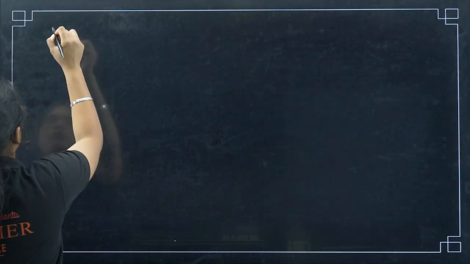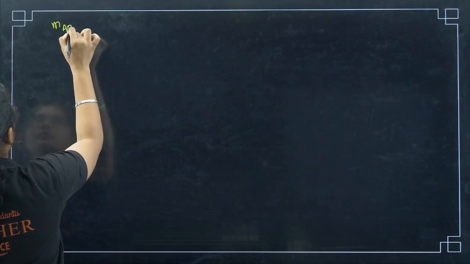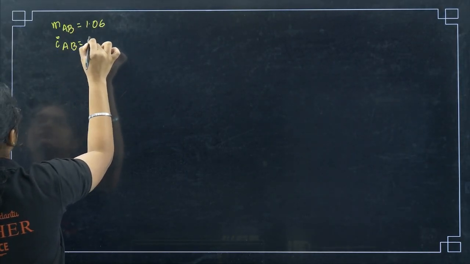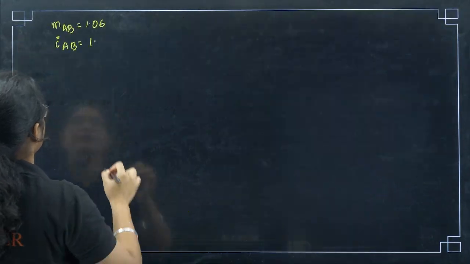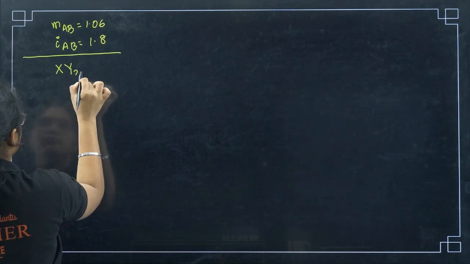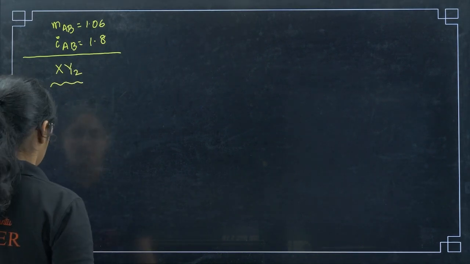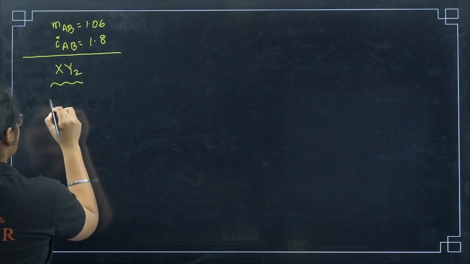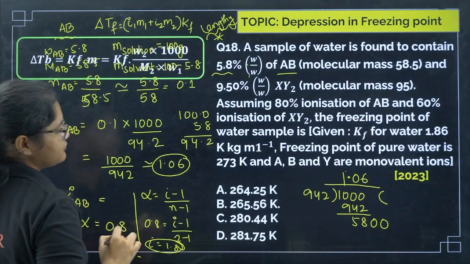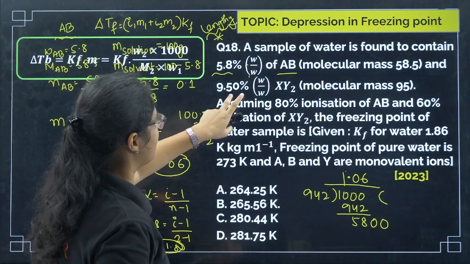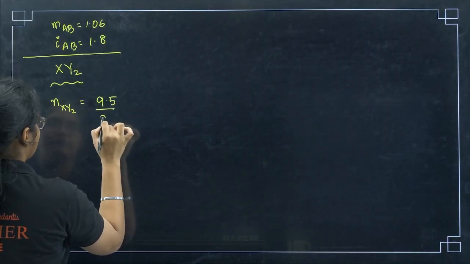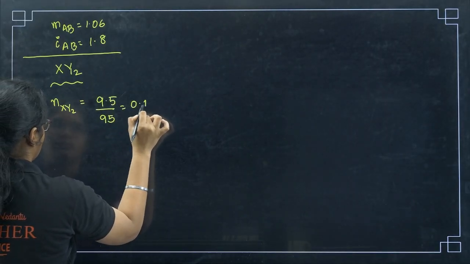What I have got till now: M of AB is 1.06, I of AB is 1.8. Let's now do XY2, the next solute that I have. Here I will first calculate the same thing: the number of moles of XY2. What is the given mass? We have 9.5 grams and the molar mass is 95. So 9.5 divided by 95, I will again get 0.1.